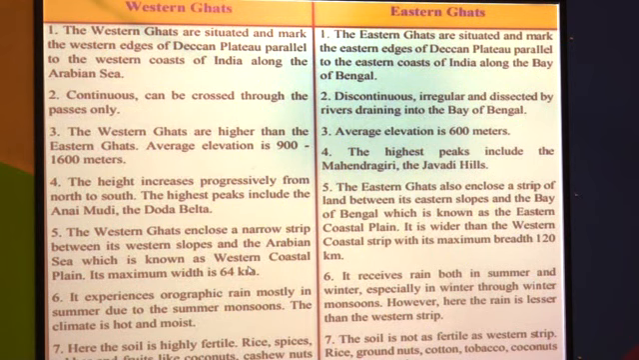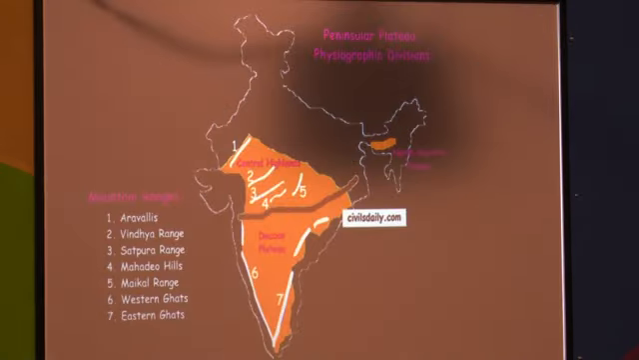It experiences orographic rain mostly in the summer due to the summer monsoon. The climate is hot and moist, and the Eastern Ghats receive rain both in summer and winter, especially in the winter season through the winter monsoon. However, here the rain is lesser than the western strip. See on the map, the Arabian Sea is there, and the monsoon winds enter India through the Kerala area, and due to that heavy rainfall occurs on the Western Ghats area, and in the eastern part rainfall occurs in both seasons, summer and winter, but compared to the western part, the eastern part receives less rain.